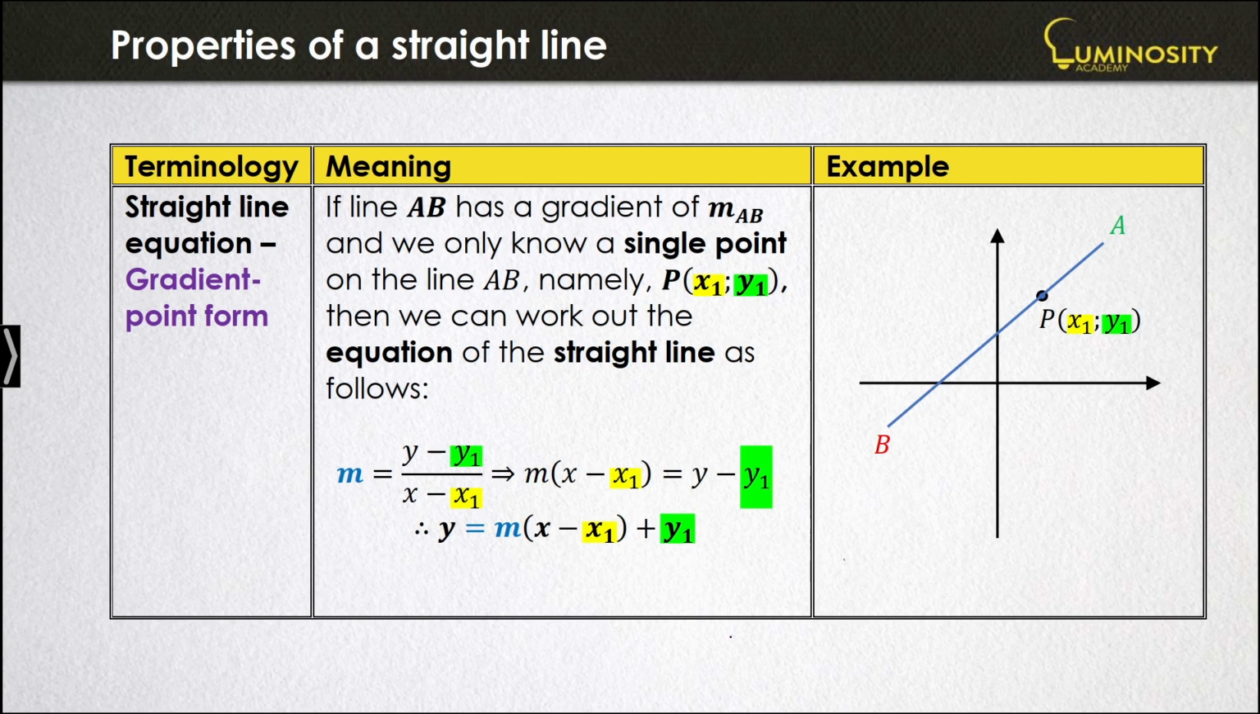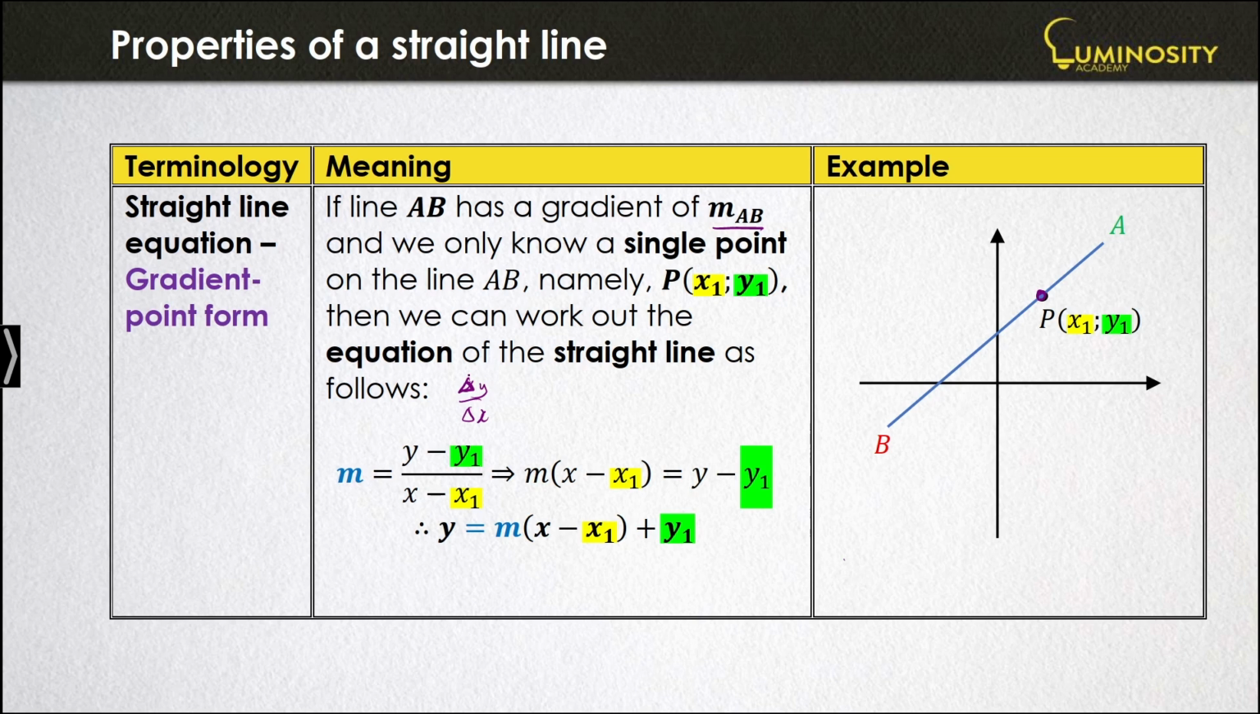So we say that if line AB has a gradient of m, and we only know a single point on the line AB, let's call it this point here, P (x1, y1), then we can work out the equation of that straight line as follows. If we know the gradient value, gradient is y minus y1 over x minus x1, right? That's the formula for gradient, change in y over change in x.